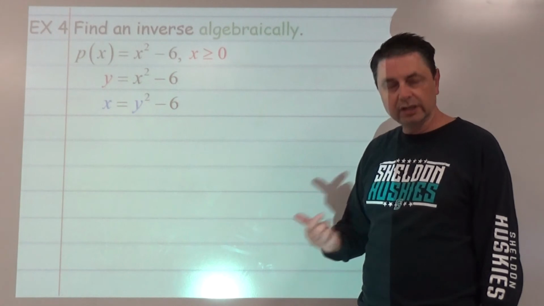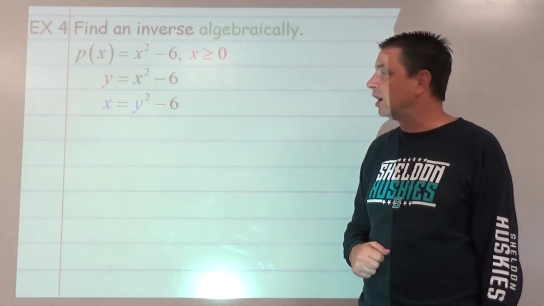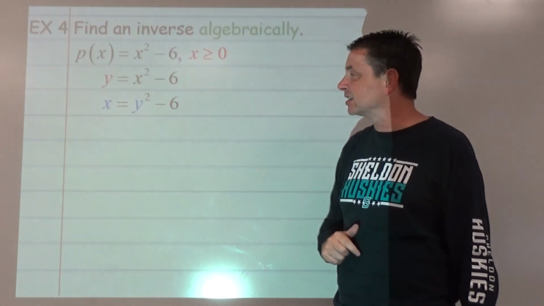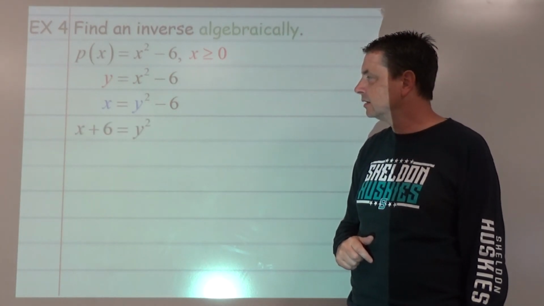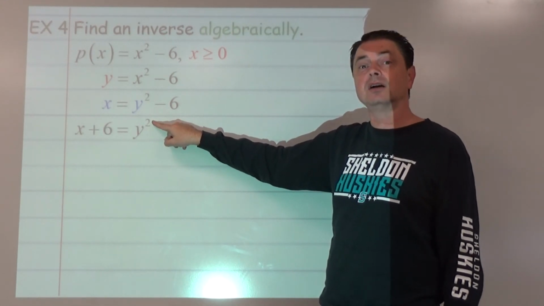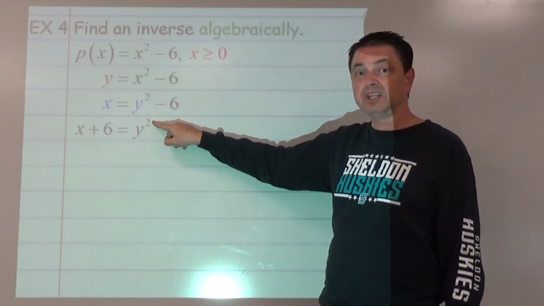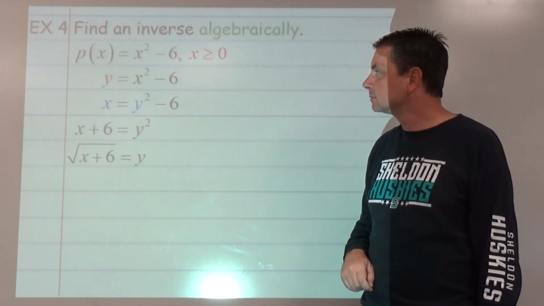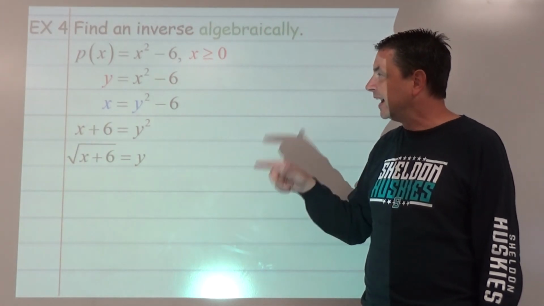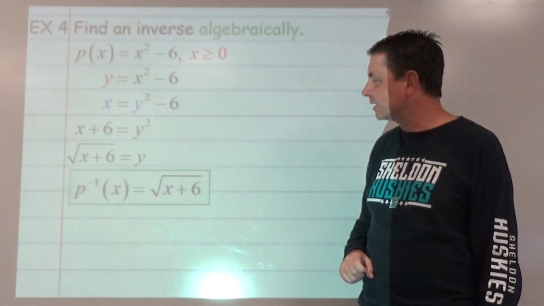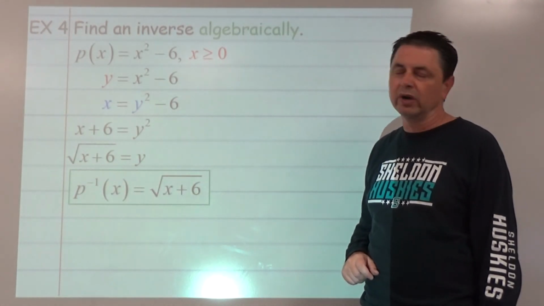All right, let's go from there. Now we've got to solve for y. So let's undo the minus 6. Let's add 6 to both sides. Now we have to undo the square. So we're going to need to square root both sides. And that leads us to p inverse of x is equal to the square root of x plus 6.